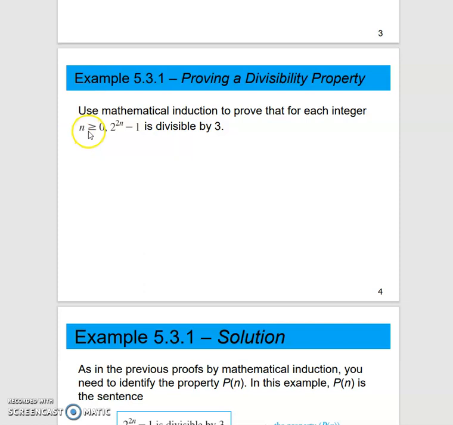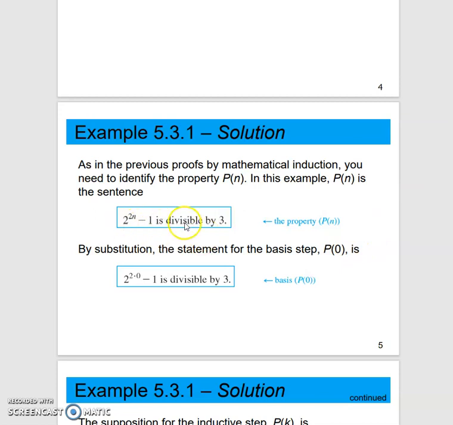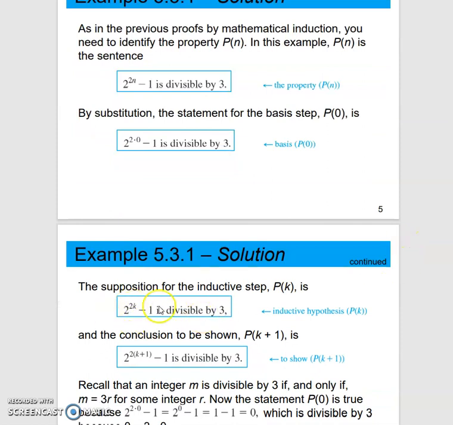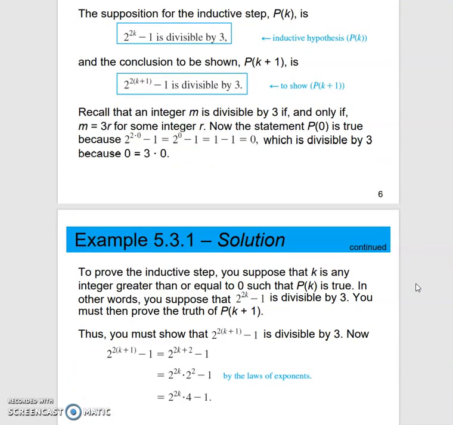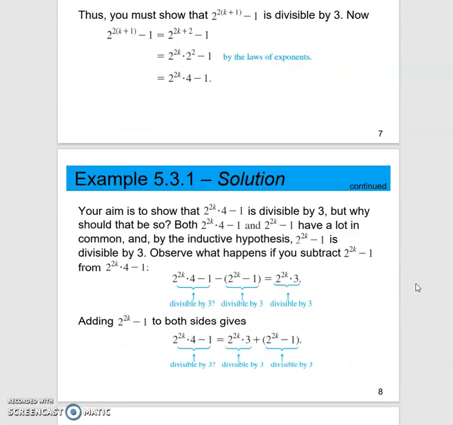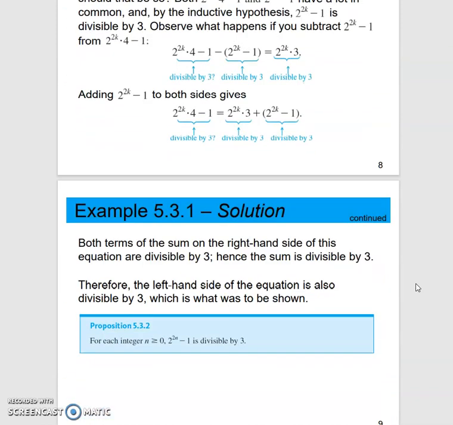So here, n is greater than or equal to 0, and let's then show that 2 to the 2n minus 1 is divisible by 3. So again, I'm going to identify the property. I'm going to look at my basis step. I've got my hypothesis step, my assumption, and then again, I clearly state out this is the thing that I want to show, so that again, I know what it is that I'm looking for. And then, of course, the body of the proof is how do I get from the one to the other? And again, we've got our textbook author talking through the process behind it.